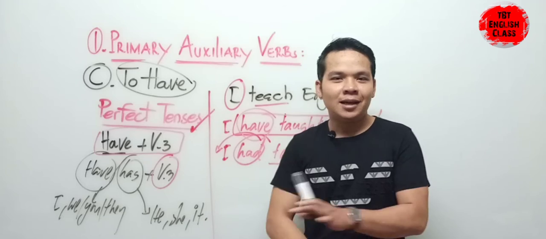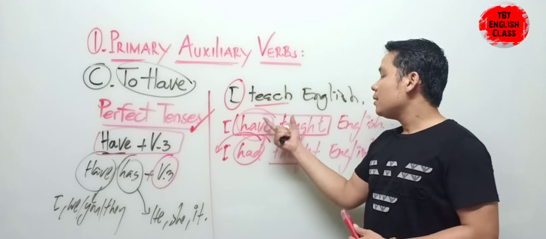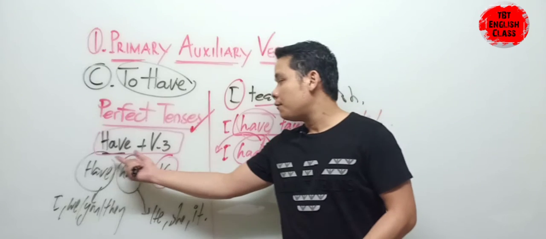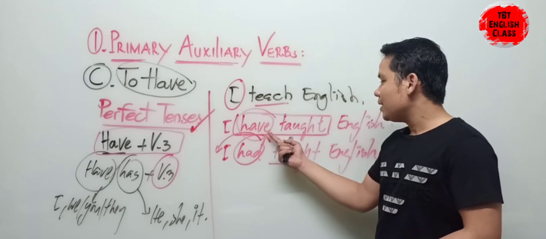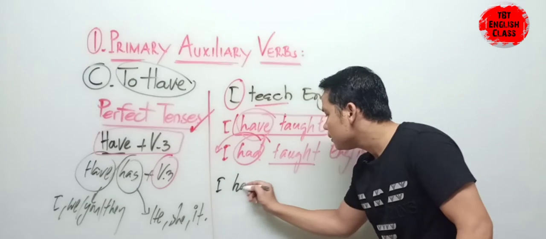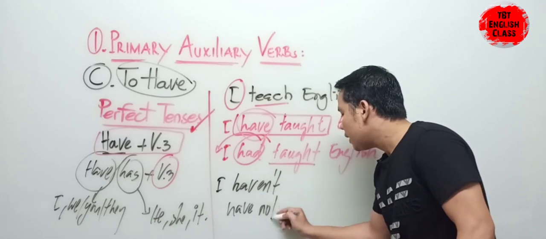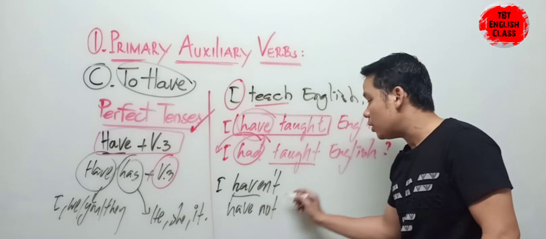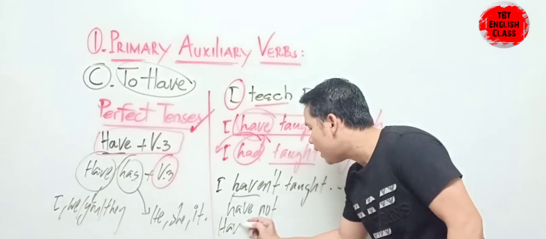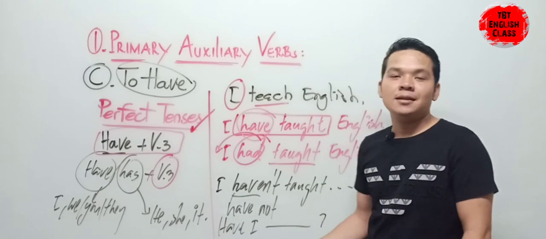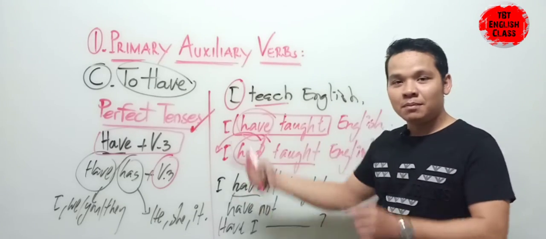Okay, that's simple. So the last one, I don't want to mention a lot about it, but you remember that. When we want to change the simple sentence to be perfect tense, we must stand on the form have plus verb 3 for present and had plus verb 3 for past tense. Okay, and then when we want to change this sentence to be negative, we just say like this. I haven't, or you can say I have not. Haven't is a short form and have not is the long form. So haven't is the short form of have not. I haven't taught English. Negative. So when we want to change to be a question, have I taught English to be a question.